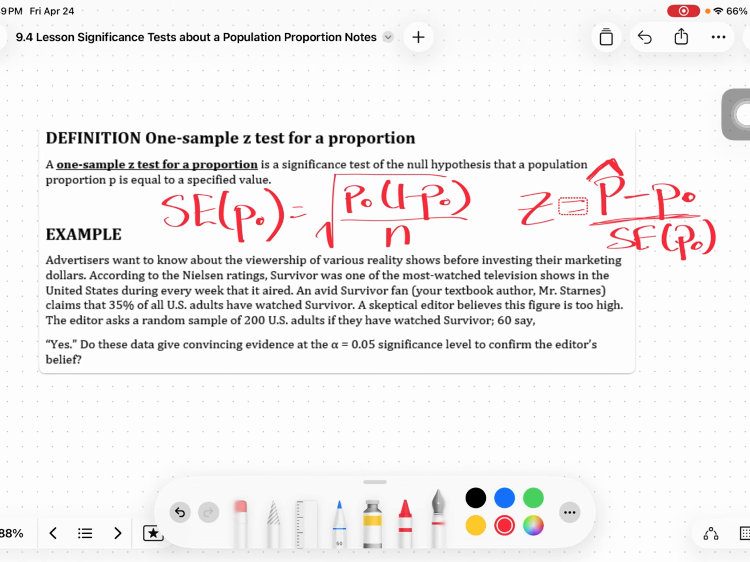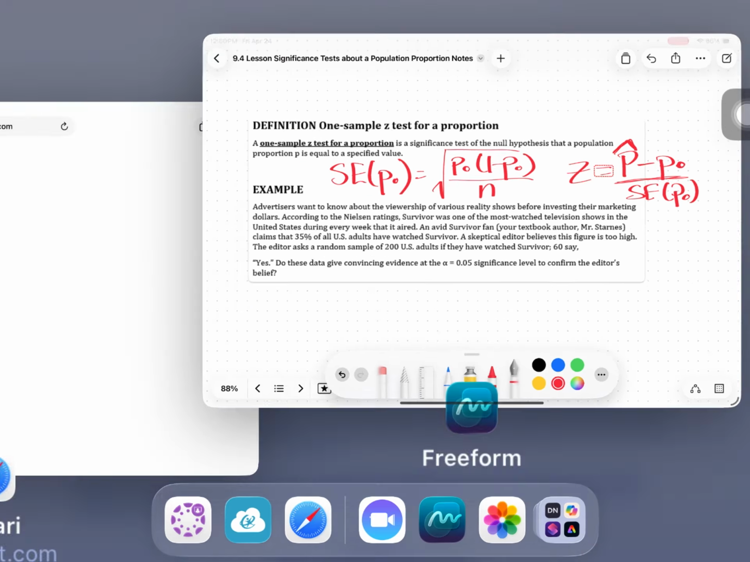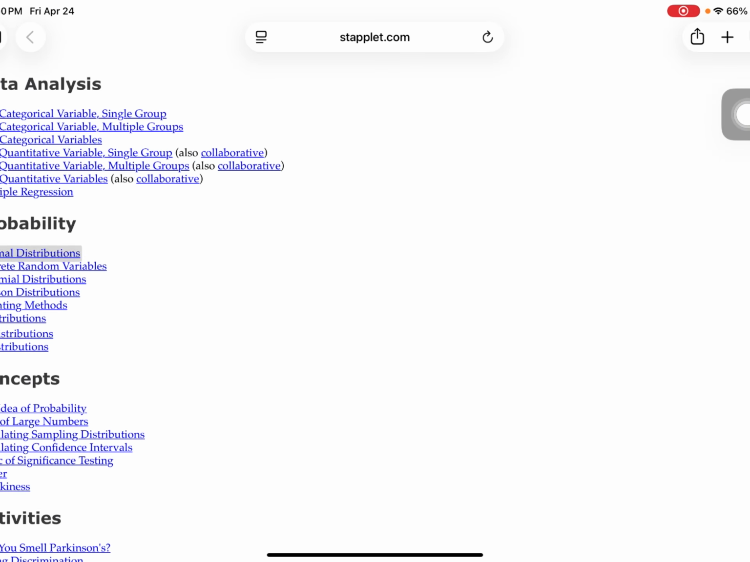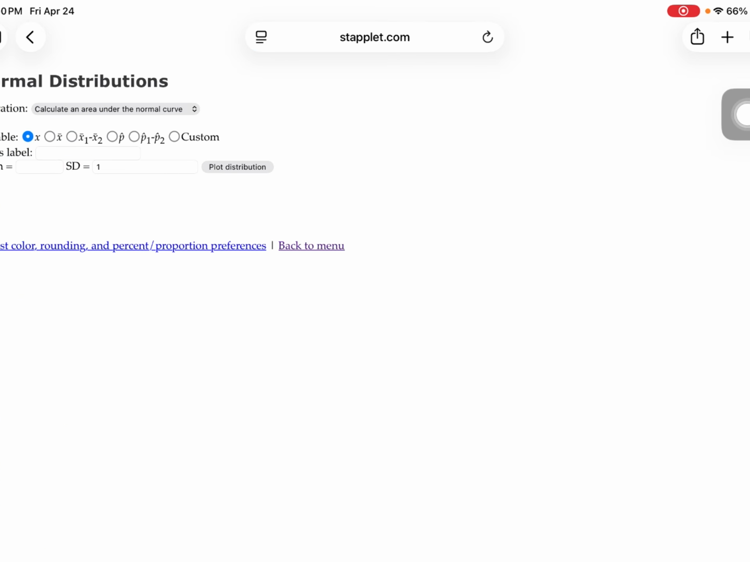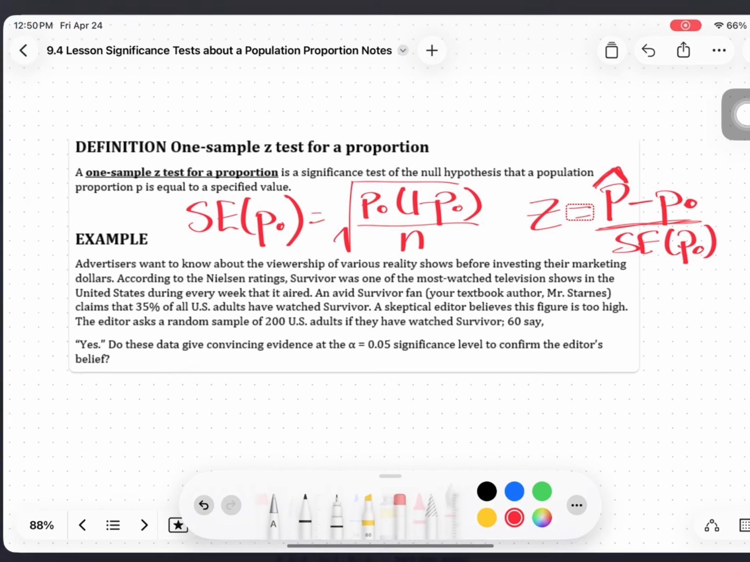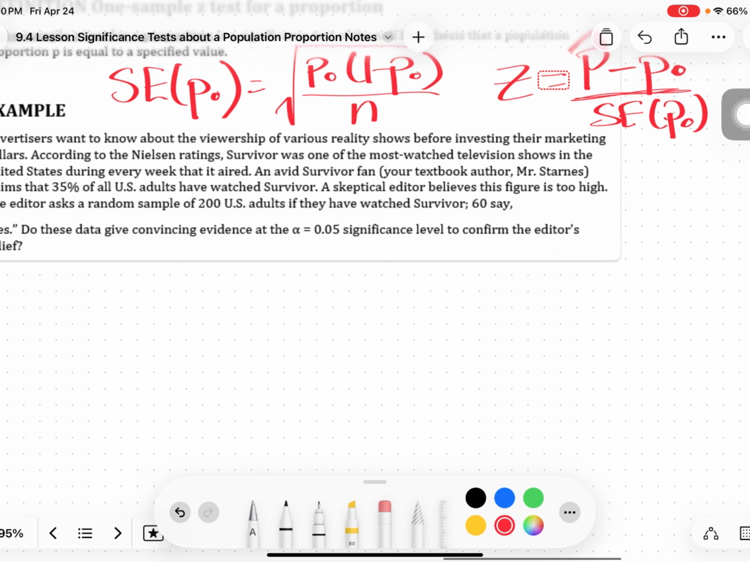We'll use that value to then go ahead into Stapplet, and I will show you here, use that normal distribution option, and we will calculate an area on the normal curve. But let's go through all the steps first.